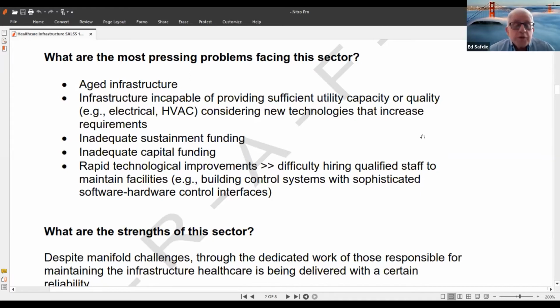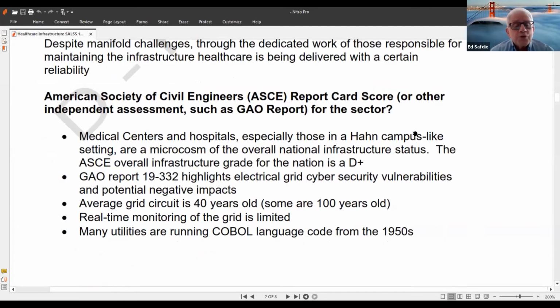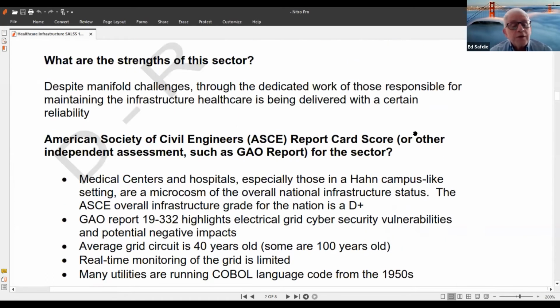I found that toward the end of my career, we were doing a lot more contracted support and unable to hire the staff that we needed for varying reasons. But there was a lot more contracted support. And you can scroll down just a little bit, John. What are the strengths of the sectors?